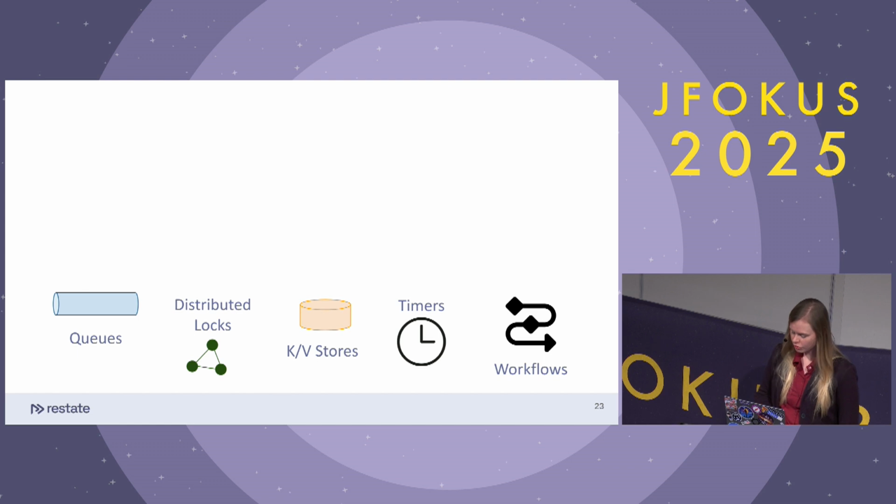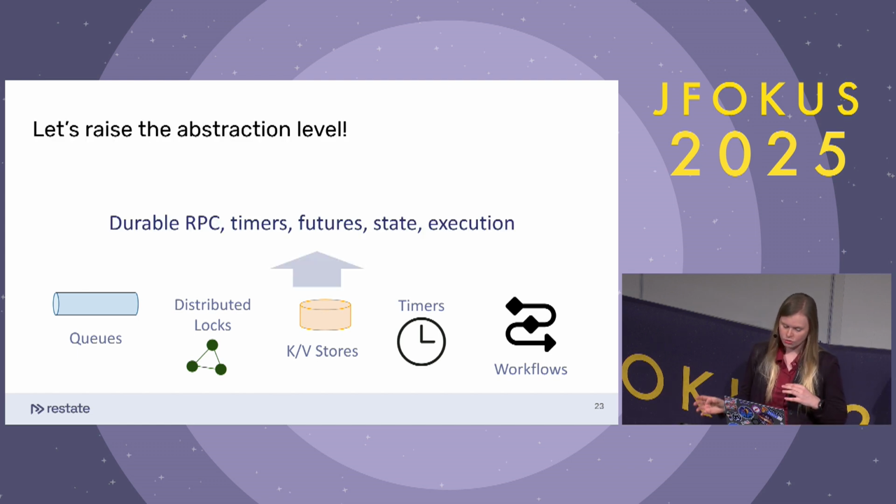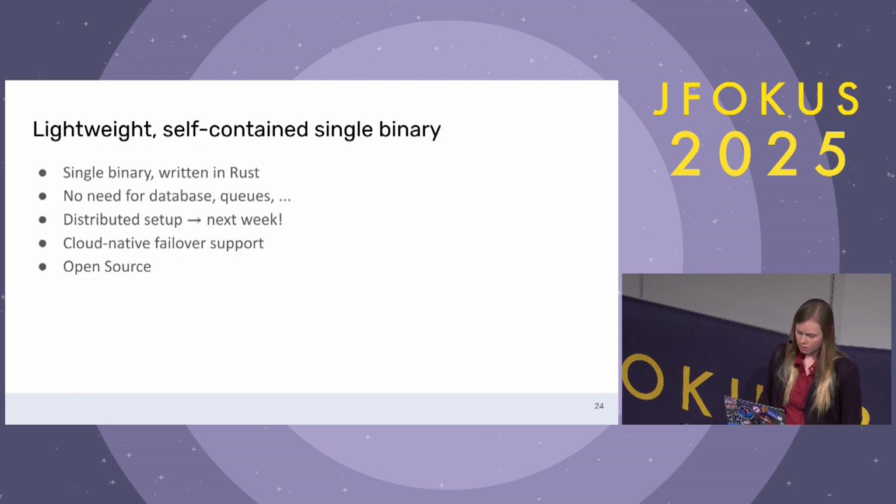Things like timers and workflows. And so the idea of the Restate project is a bit bringing that up to a higher level. So now you just get durable primitives in your code, such as durable RPC, durable timers, future state and execution that lets you implement your business logic at a higher level with better guarantees than covering every corner case that you can come up with in your glue between all these systems.